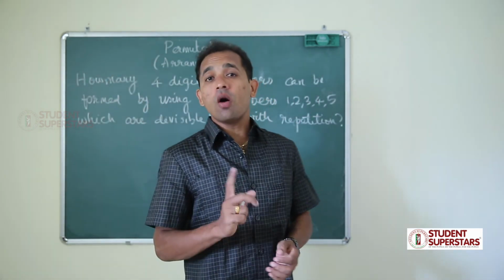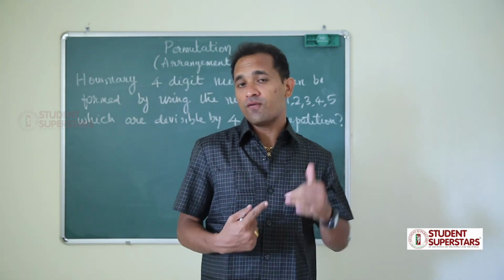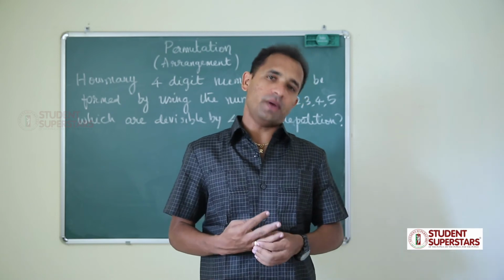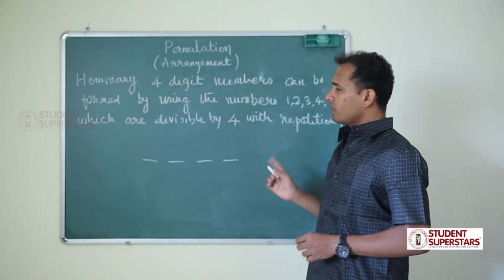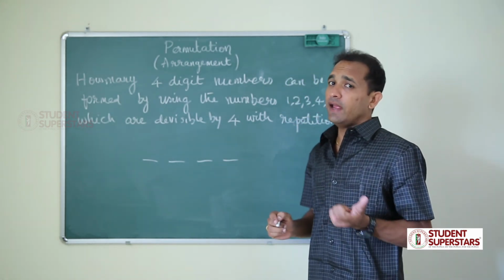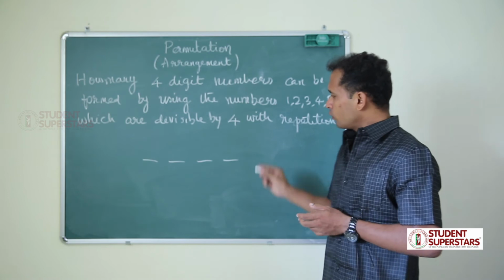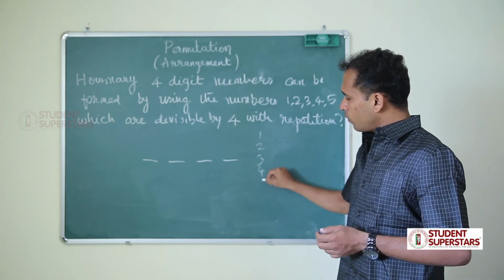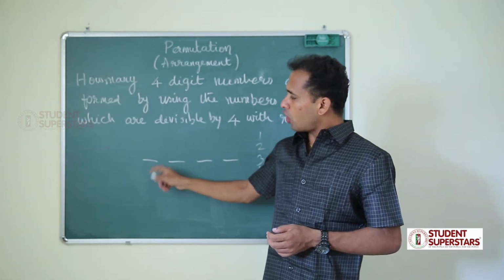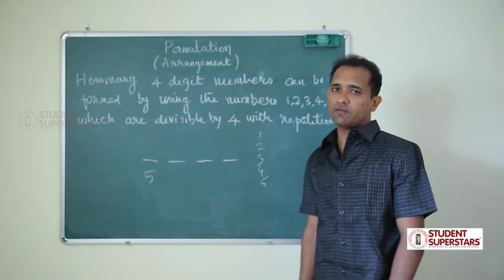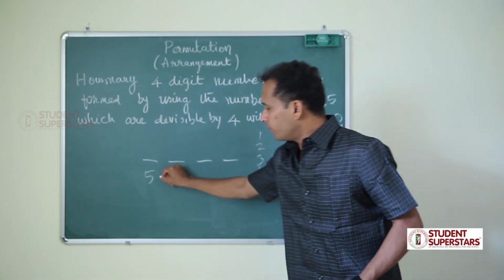Okay, next question. How many 4 digit numbers can be formed by using the numbers 1, 2, 3, 4, 5 which are divisible by 4, with repetition? When can we say a number is divisible by 4? If the last 2 digits are divisible by 4, then the number is divisible by 4. So we have 1, 2, 3, 4 and 5. Here in the first digit, with repetition, we can use all 5 numbers. Then here, 5. So 5 into 5.